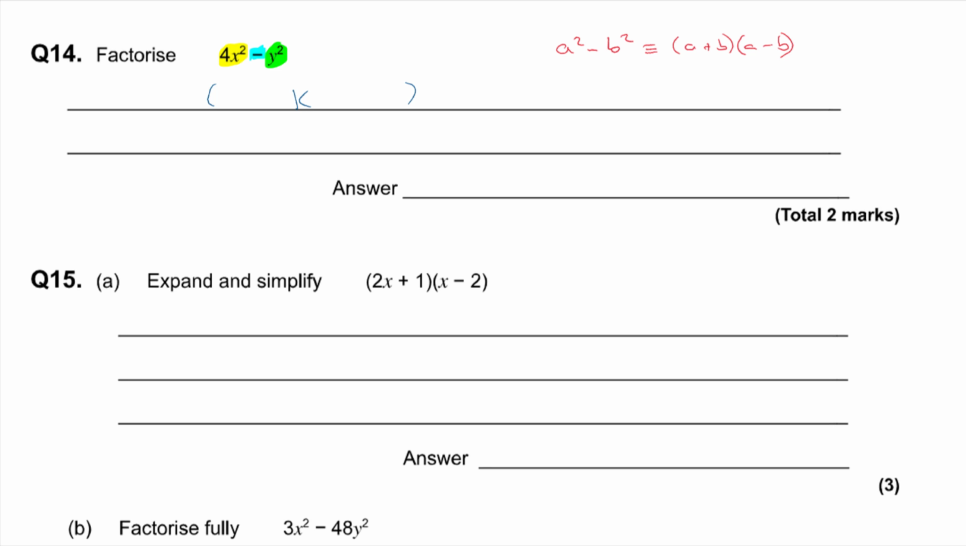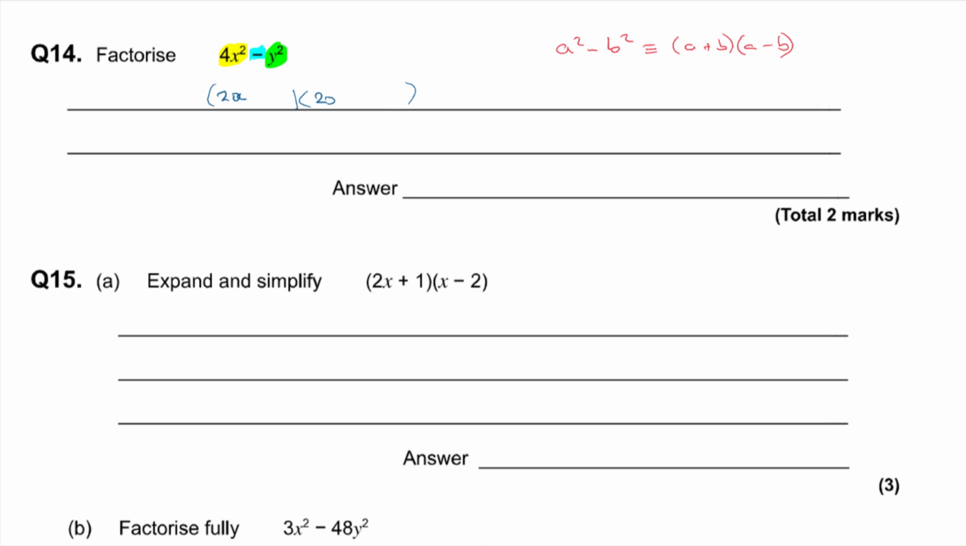Now notice that a is the square root of a squared, b is the square root of b squared. So my two things in the brackets are going to be the square roots of those two terms that I've got at the top there. So what's the square root of 4x squared? Well, root 4 is 2, root x squared is x.